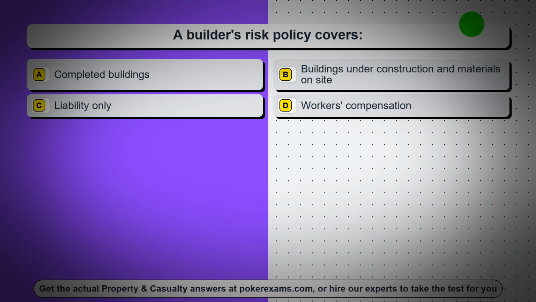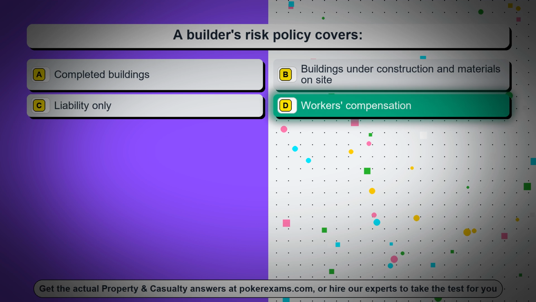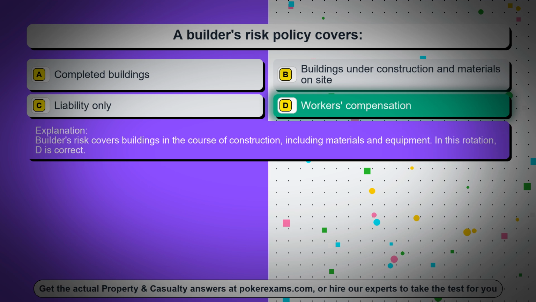Question 96. A builder's risk policy covers: Option A, completed buildings. Option B, buildings under construction and materials on site. Option C, liability only. Option D, workers' compensation. The correct answer is option D, workers' compensation. Builder's risk covers buildings in the course of construction, including materials and equipment. In this rotation, D is correct.